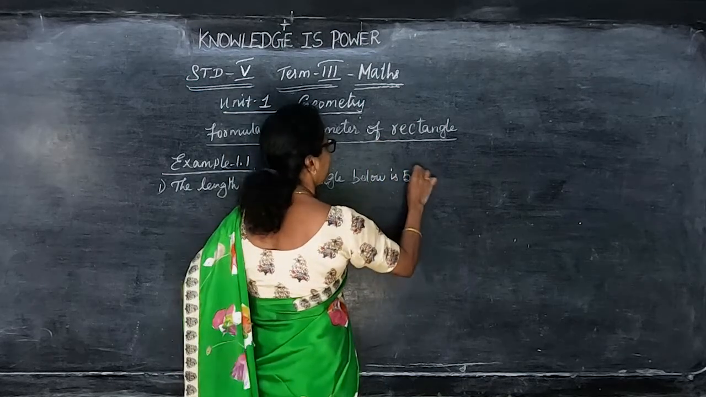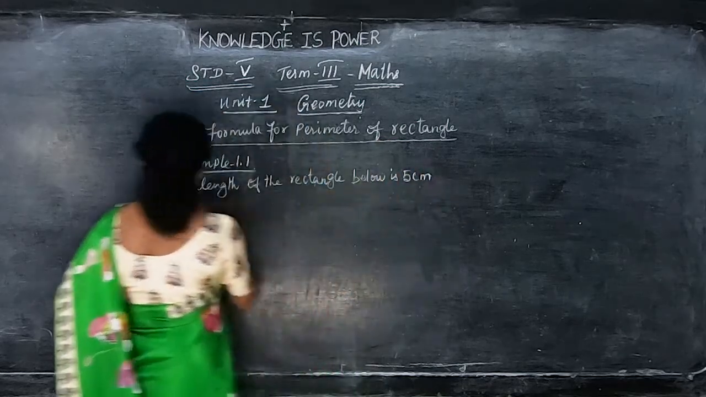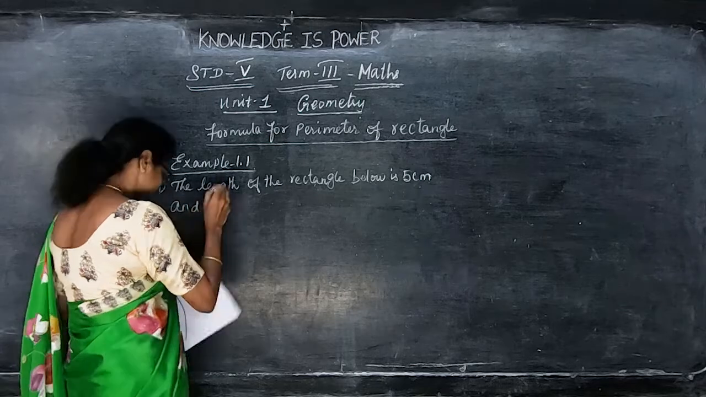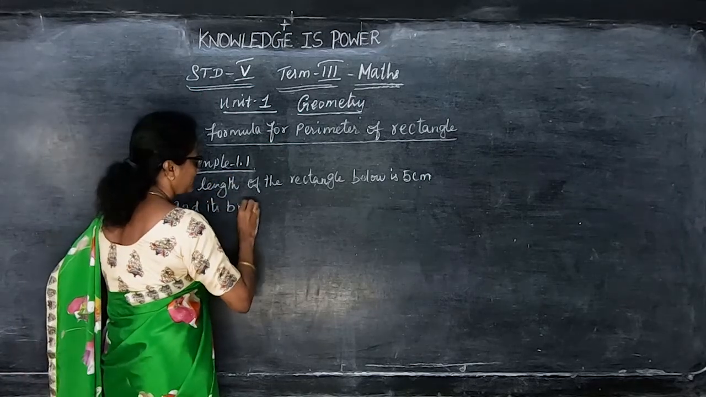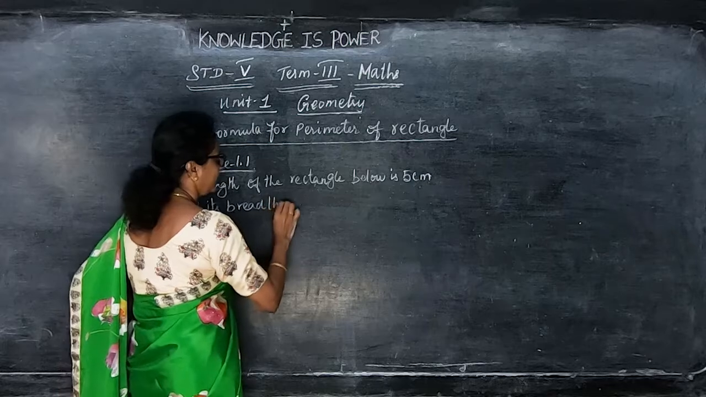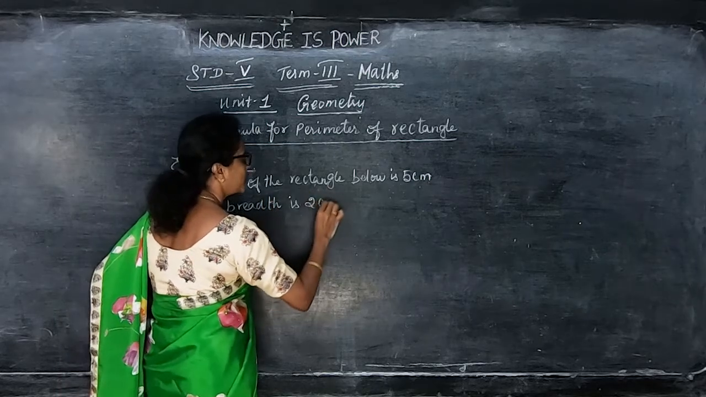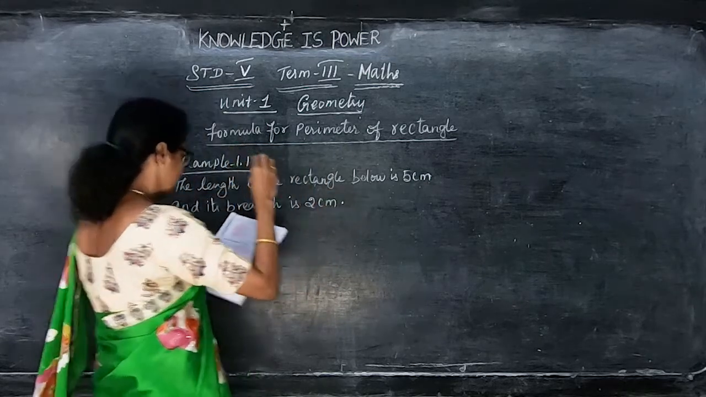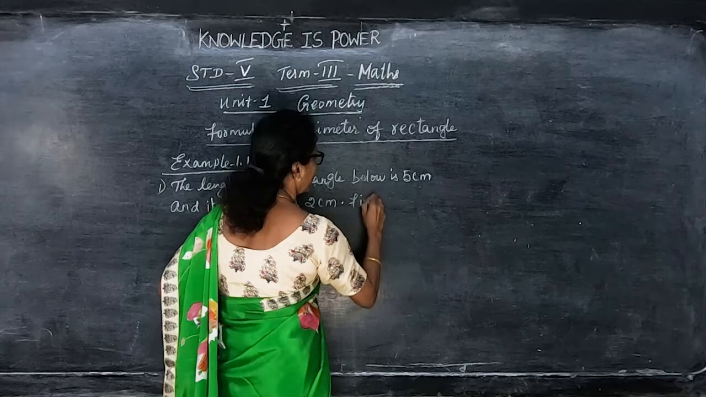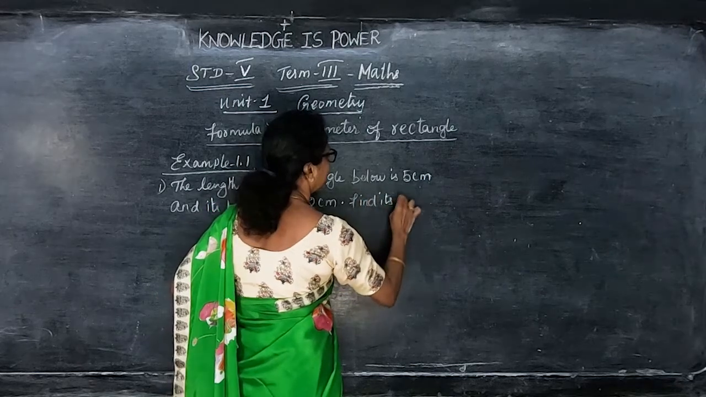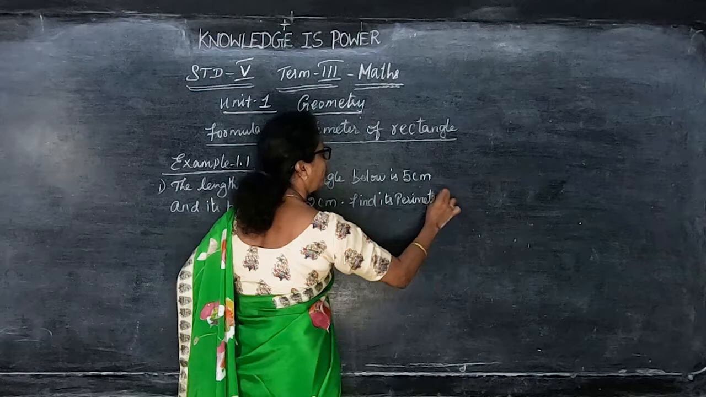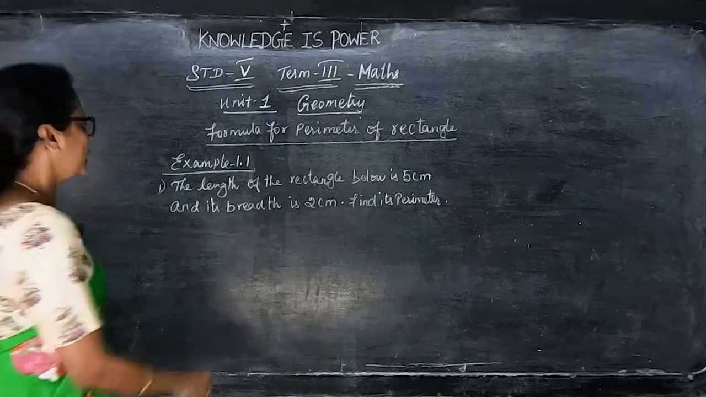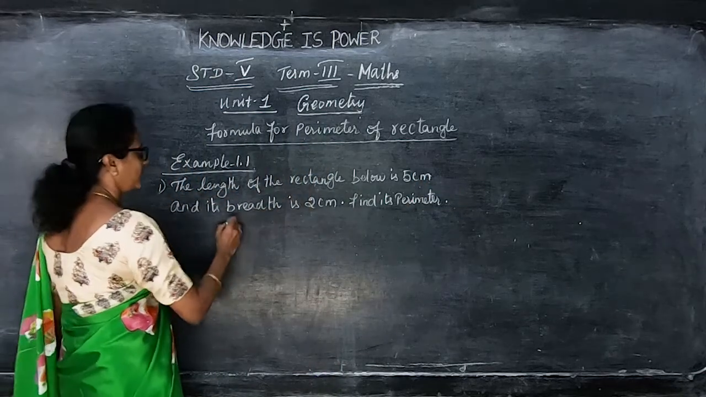5 centimeter and its breadth is 2 centimeter. Find its perimeter. So they are given the problem like this. Okay. So the length of the rectangle. So length of the rectangle.